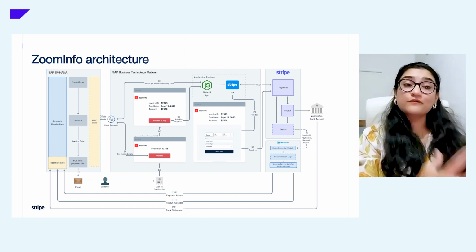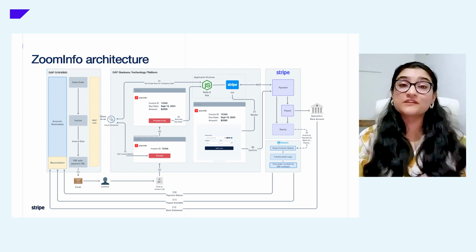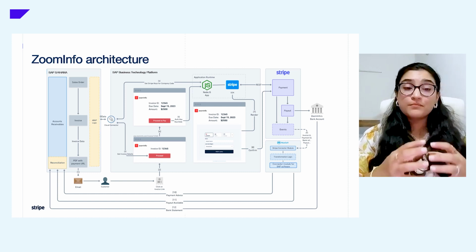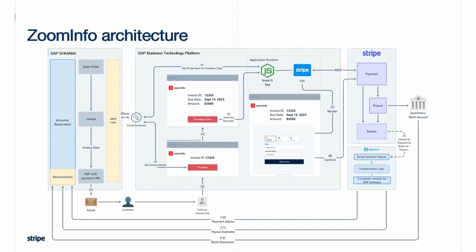This is ZoomInfo's ERP system where all the various operations and business processes are running. This is the system which is the origin point of this whole architecture. We send out the customer payment links, or the invoice payment links, over an email to our customers, as you see in the bottom of the screen.